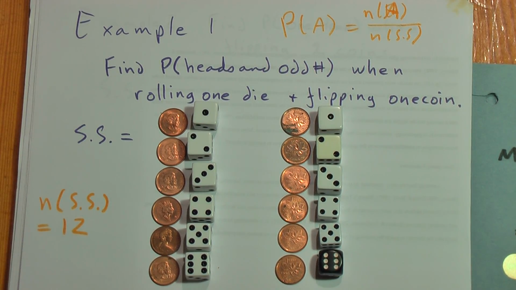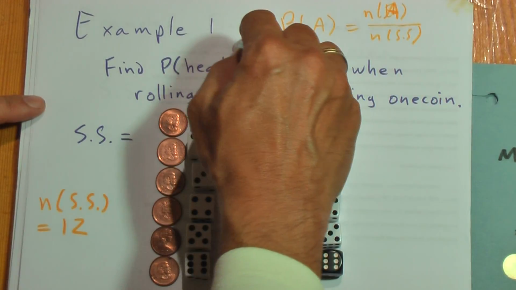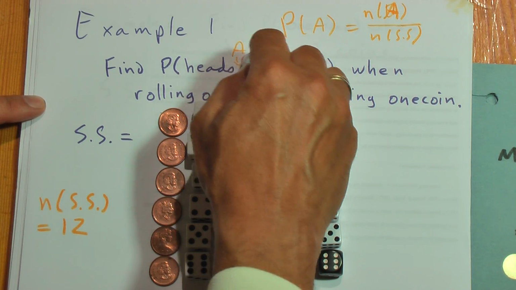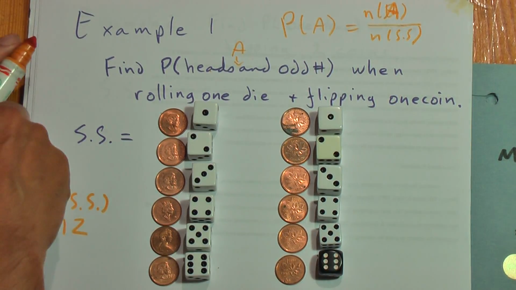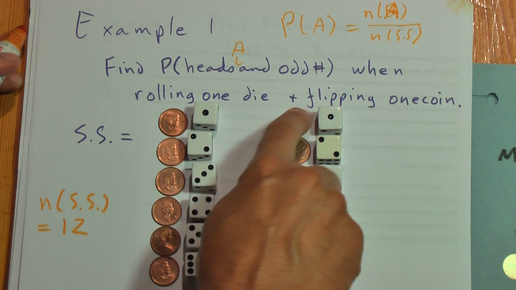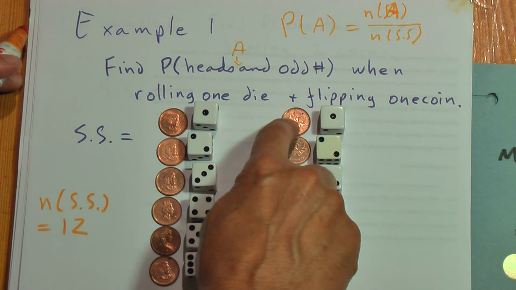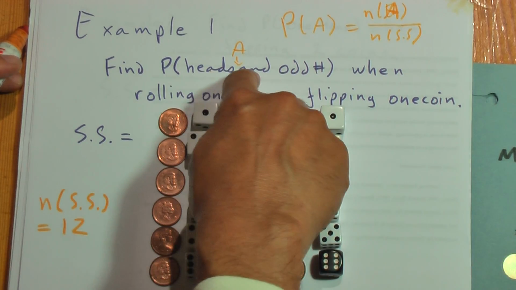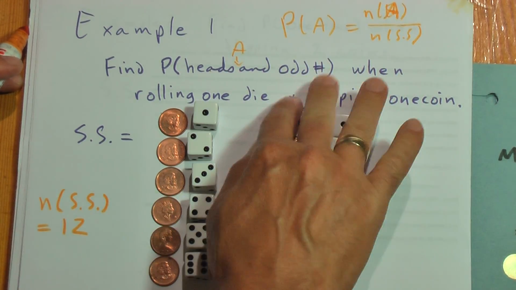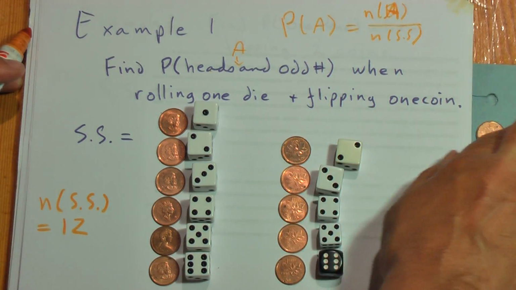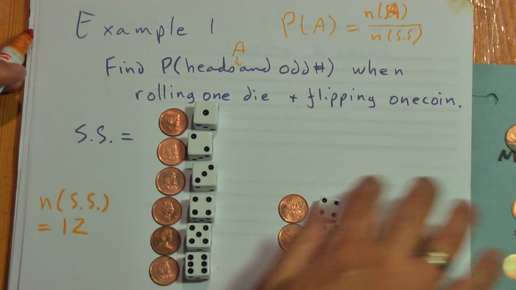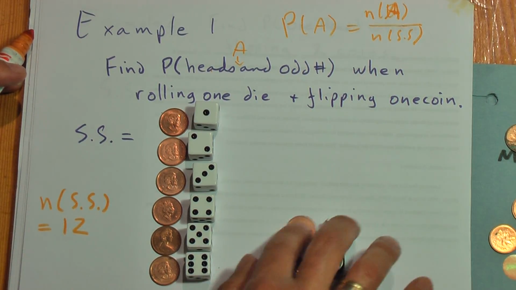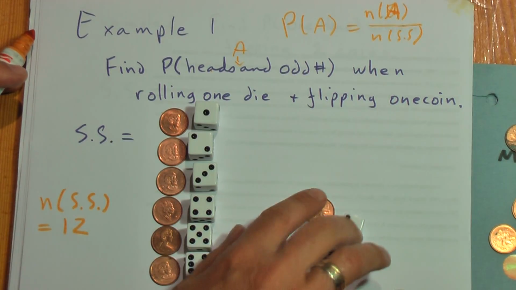Now, which ones are in the event A? This is what we're referring to when we say A. Heads and odd number. So that means, is this a head and an odd number? Well, it's an odd number, but it's not a head. So it's not heads and odd number. We can remove that one. And we can remove this one. We can remove this one. Remove this one. Anything with a tail is not heads and odd number.